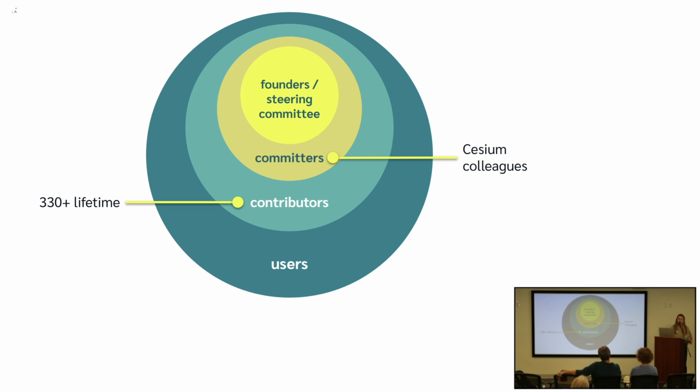You have contributors, so these are people who are outside that core group of developers or committers, but contribute back to the project in some meaningful way. For instance, in Cesium JS, we have over 330 lifetime contributors, those people who have signed a CLA, a license agreement, to contribute code back to our software.